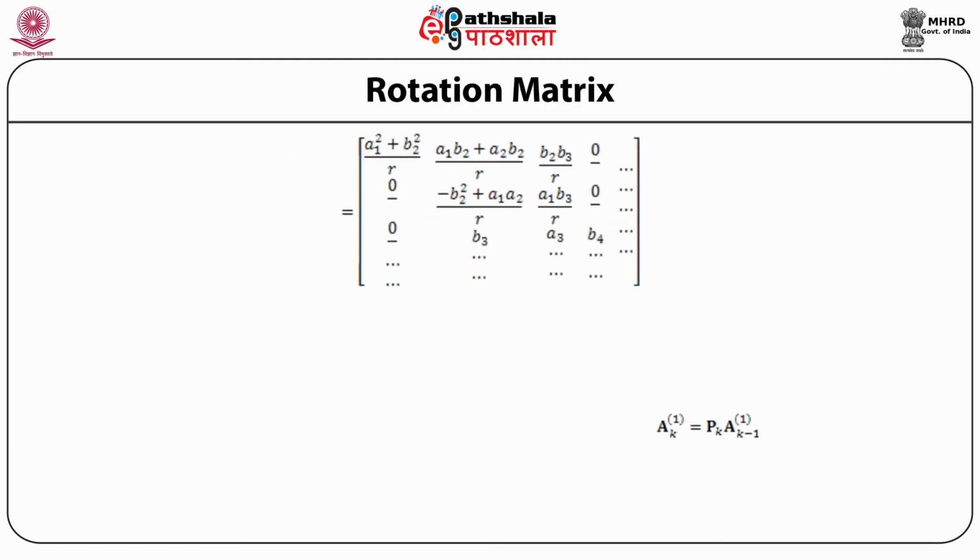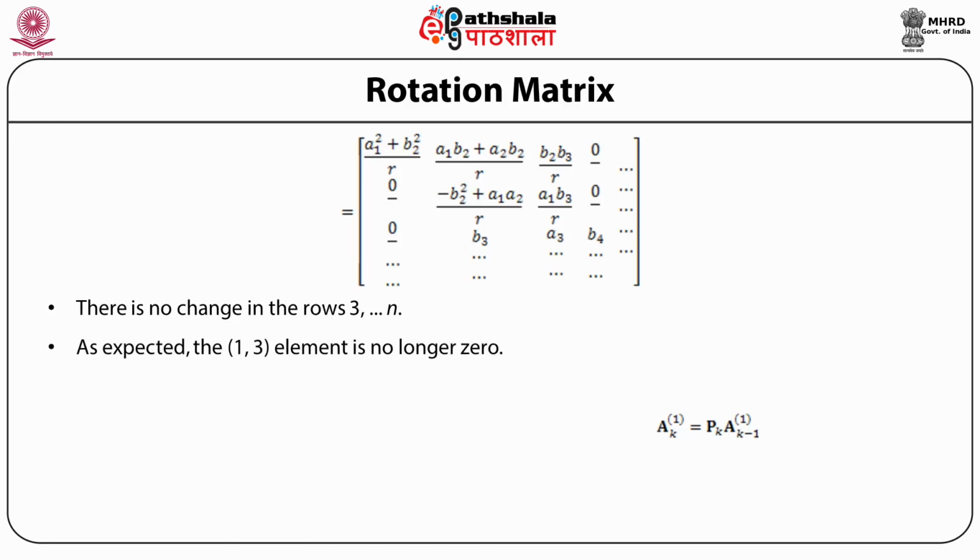The product has first row a1 square plus b2 square by r, a1 b2 plus a2 b2 by r, b2 b3 by r, 0, 0, and second row minus b2 square plus a1 a2 by r, a1 b3 by r, 0, 0, then b3, a3, b4 and so on. There is no change in rows 3 up to n. As expected, the (1,3) element is no longer 0. We follow the same procedure for P3, P4 up to Pn.